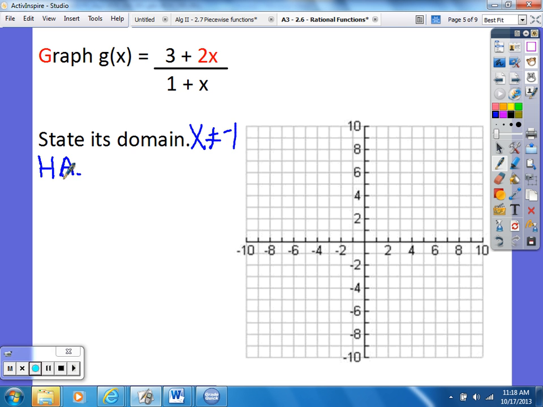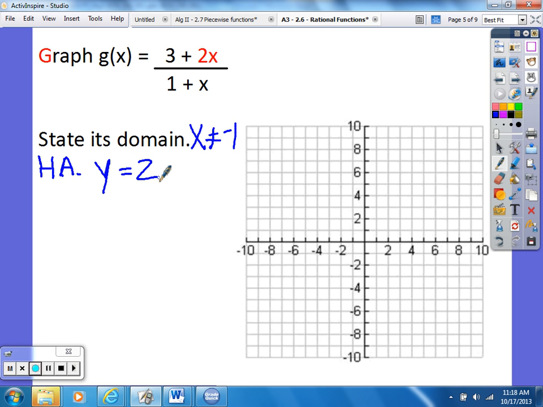Okay, I noticed the degree at the top and the bottom are the same, right? So what's the next thing I'm supposed to do if they're the same according to you? Find the ratio of the leading coefficients. Now, just because 3 and 1 are in front does not mean they're leading. What number's in front of the highest exponent variable? 2 and 1, right? So we're going to write y equals 2, because 2 divided by 1 is 2.